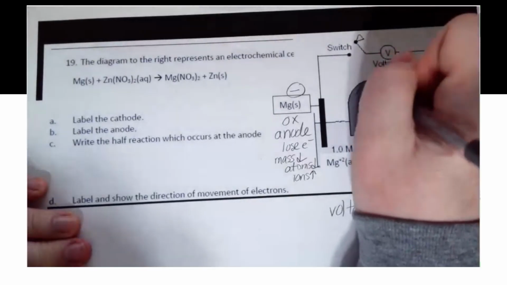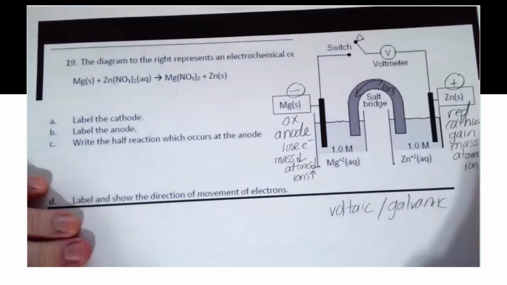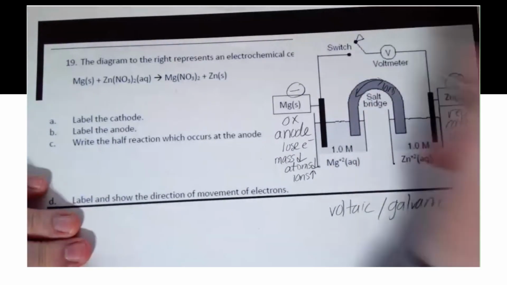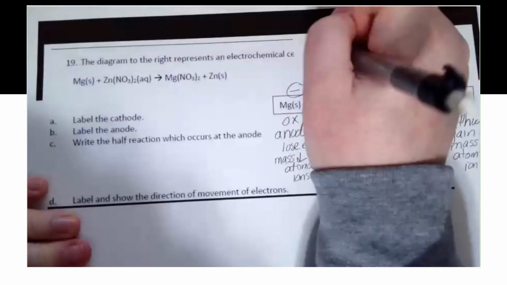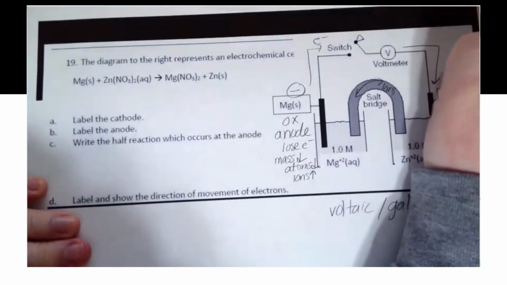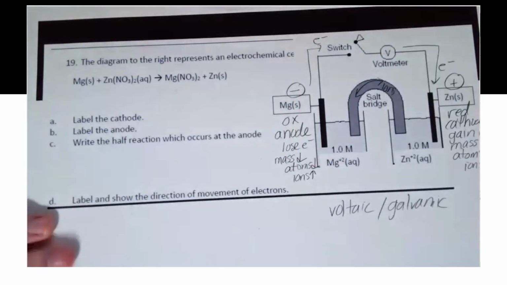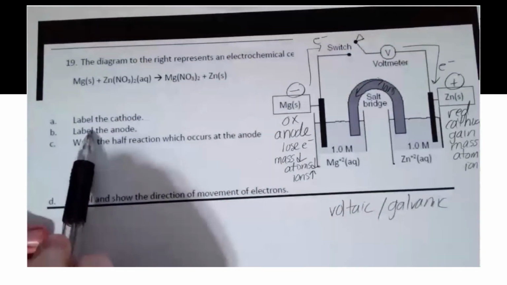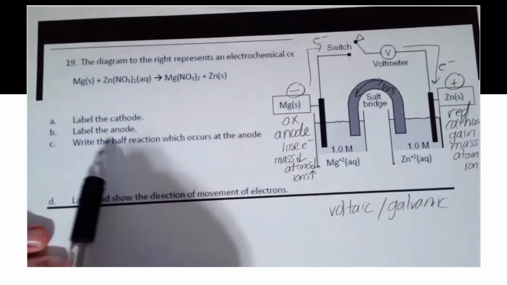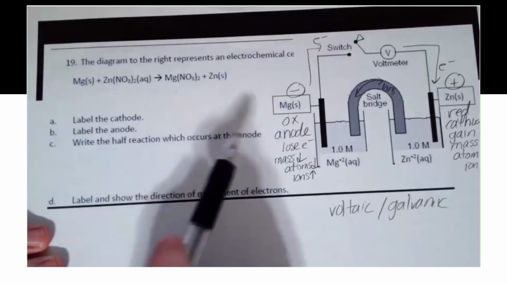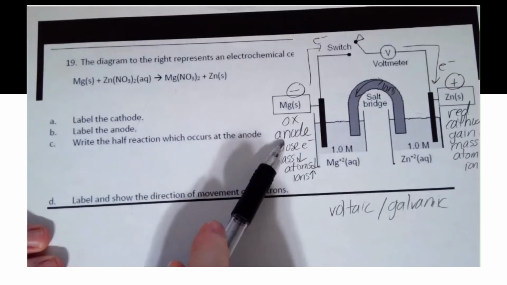Let's see, what goes through the salt bridge? Ions. What goes through the wire? Electrons. From anode to cathode. So in this direction. Okay, so let's see. Label the cathode, done. Label the anode, done. Write the half reaction which occurs at the anode. So the anode is oxidation.